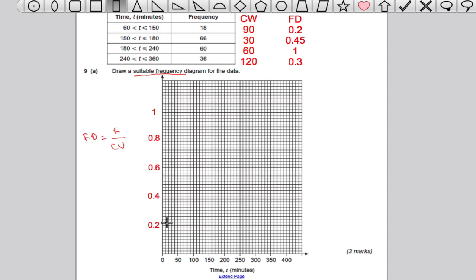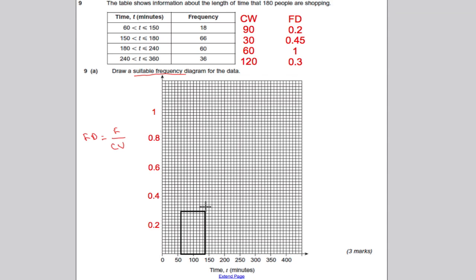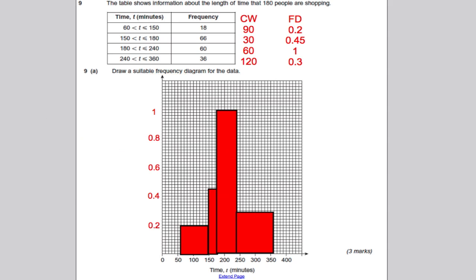So, I need a box that goes from 60 to 150. So, there's 60 up as far as 150. And it should go up to 0.2 in this case. Then I'm going to draw in a box from 150 to 180, 150 up to 180 with 0.45, and then continuing on, drawing your histogram, you'll end up with something like that. So that's the histogram completed. So that's my 3 marks.